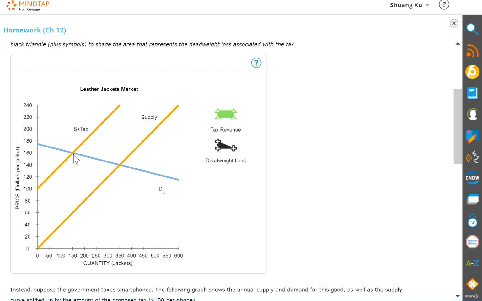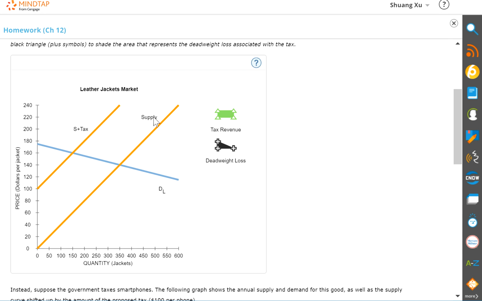From this point, go down to get your quantity, which is 150. From this point to the left is the price for the buyers, and then from this point go down to your old supply curve to see the price received by the seller. So in this case, the buyer pays 160, the seller only receives 60, and the difference between 160 and 60 is our tax revenue.